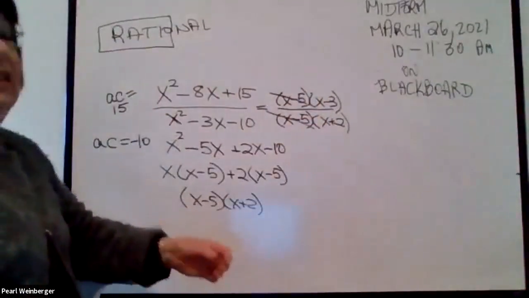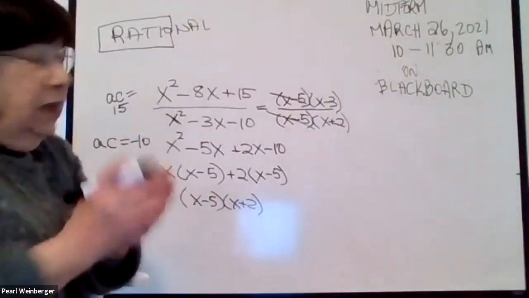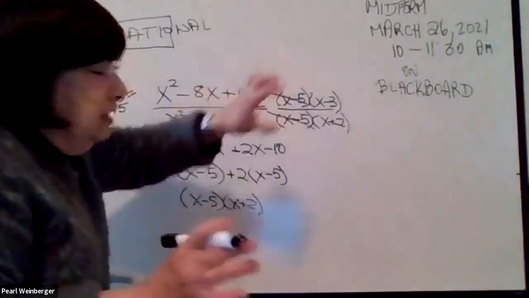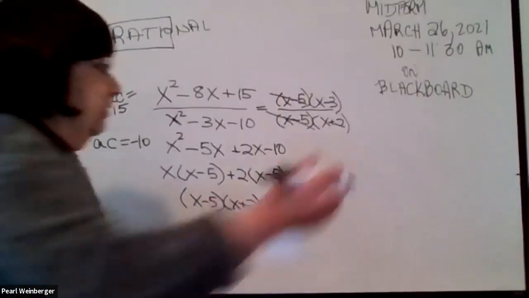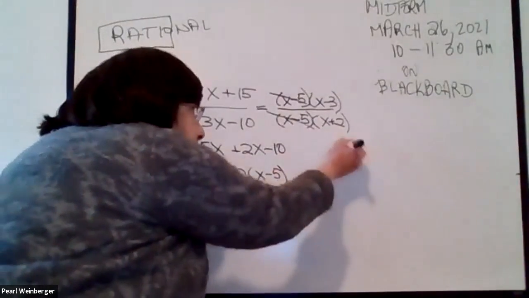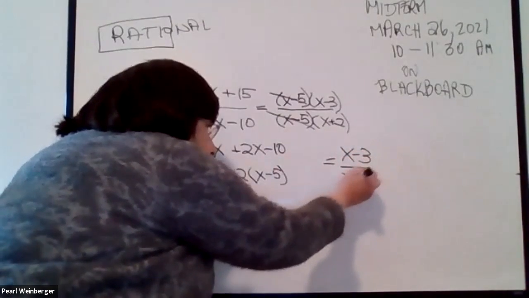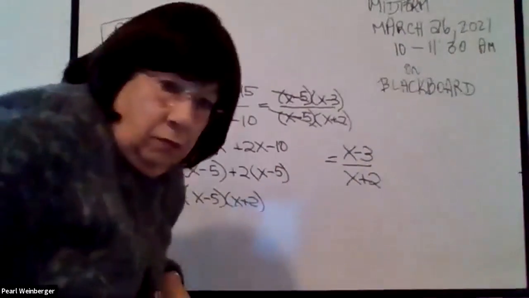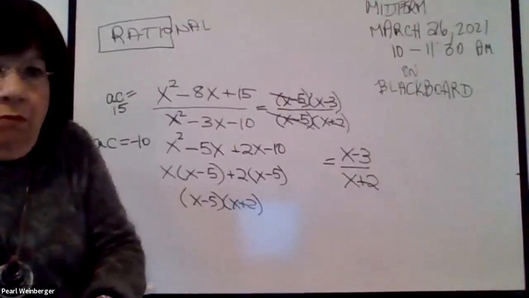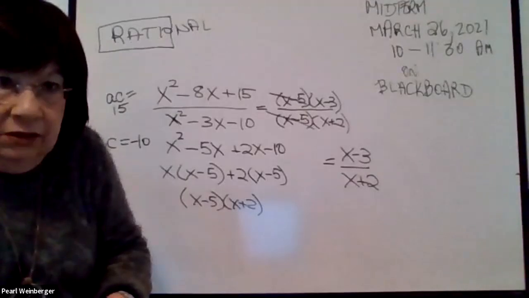In a way, it's easier than those monomials where you have to take each thing apart. Here, you don't have to take it apart. Each thing is a unit, and you just cancel out a unit. And of course, that leaves your answer as x minus 3 over x plus 2. Is that clear now? Yes, it is.